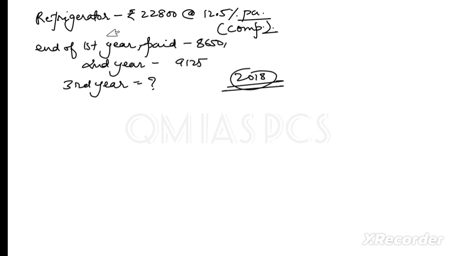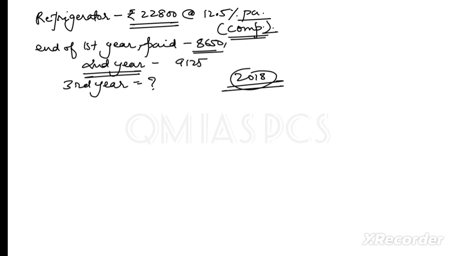I have just given the data here that a refrigerator costs 22,800, which that person has bought at the rate of 12.5% per annum, compounded annually. At the end of the first year, that person has paid 8,650 rupees, and at the end of the second year, that person has paid 9,125 rupees. So we have to find how much amount he has to pay at the end of the third year to settle that deal. Is it clear?